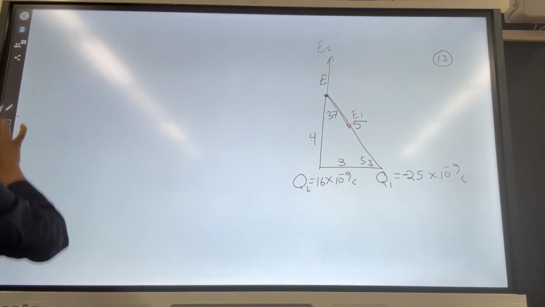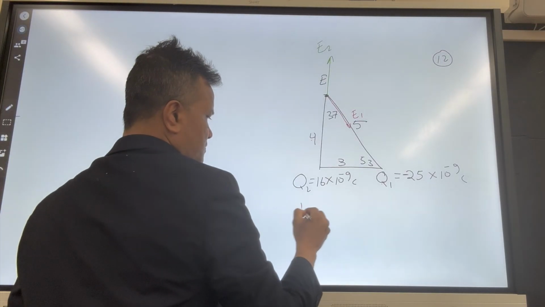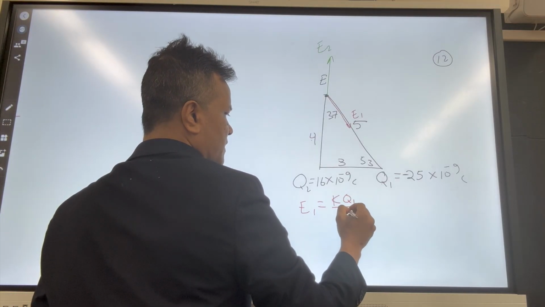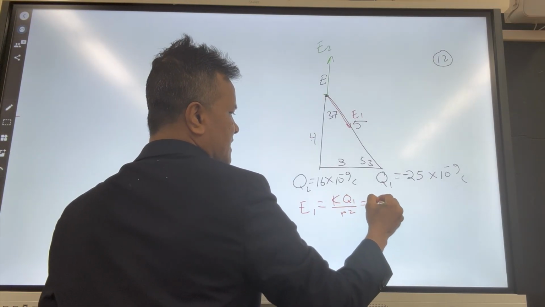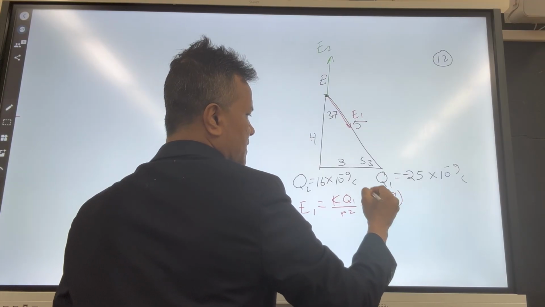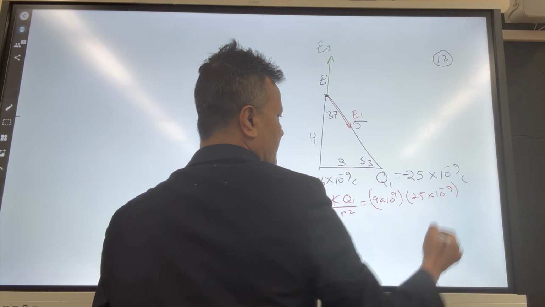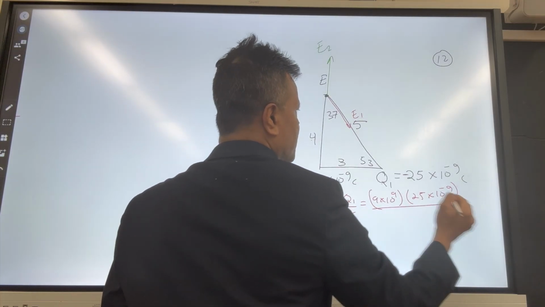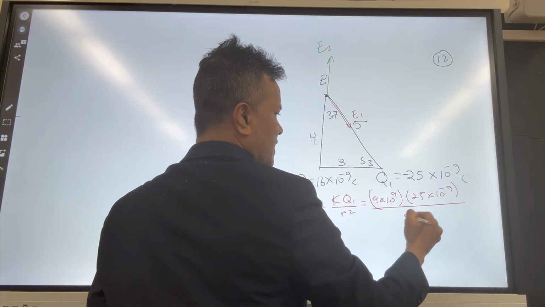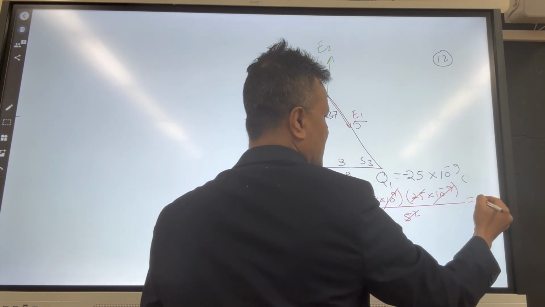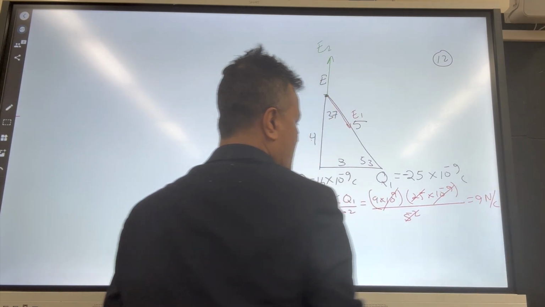All right, so let's find E1. To find E1, we're going to use kQ1 over R squared. K is 9 times 10 raised to 9. Q1 is 25 times 10 raised to negative 9. And divide by 5 squared. So 5 squared, 25 cancel. Negative 9, positive 9 cancel. So this is 9 Newton per Coulomb.